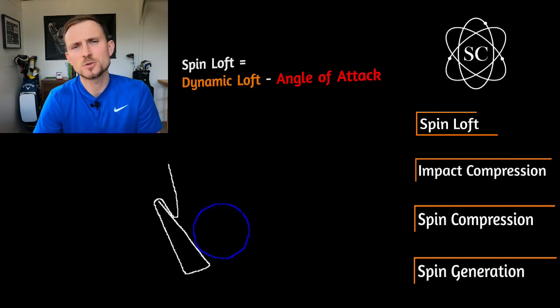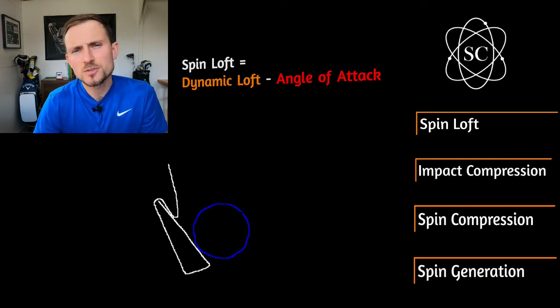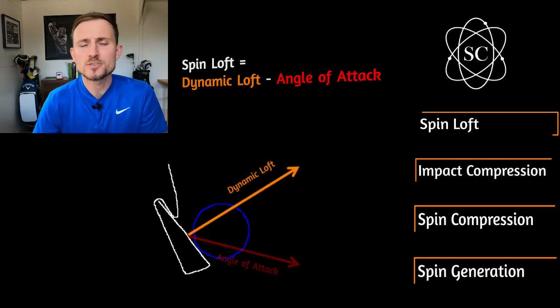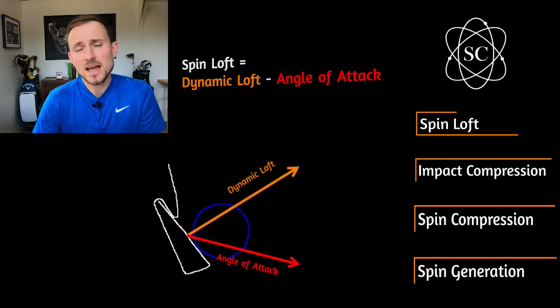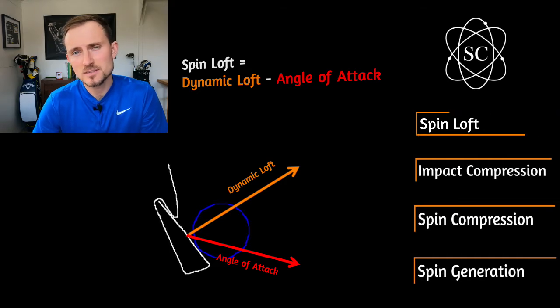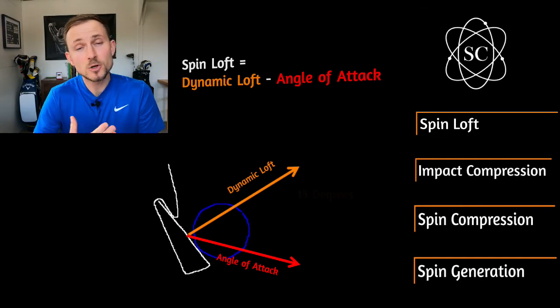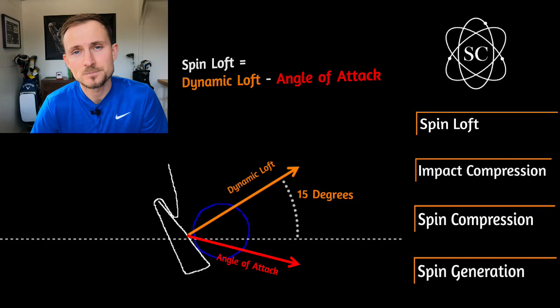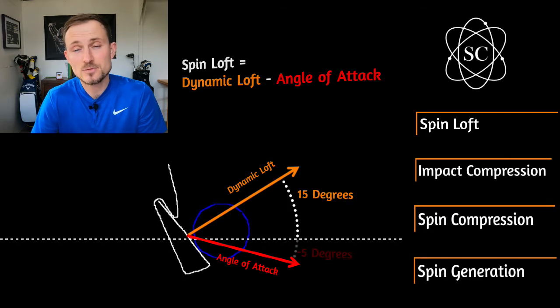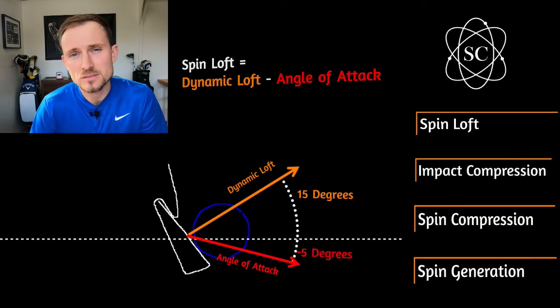Now hopefully you've heard these two terms before. Dynamic loft is the angle of the club face at impact, whereas angle of attack is the angle that the club head is travelling at impact. So I'll say that one more time. The dynamic loft is the angle that the club face is pointing at impact. So it could be, for example, 15 degrees. And the angle of attack is the angle that the club head is travelling at impact. And this, let's say, for example, is -5 degrees.